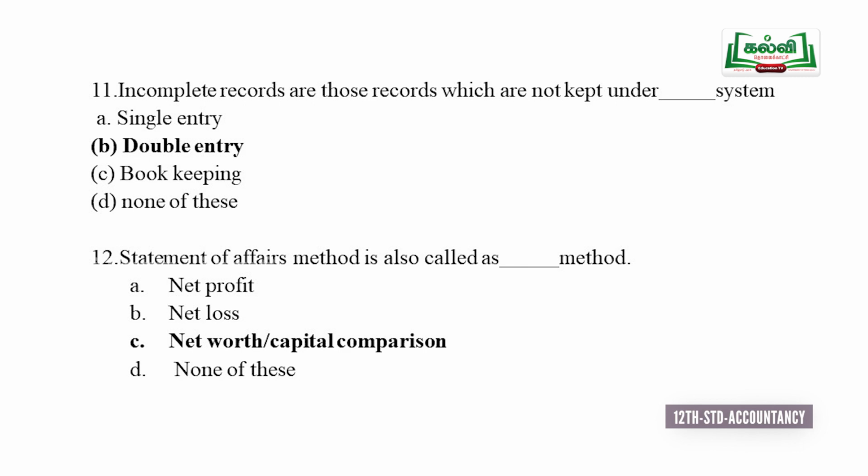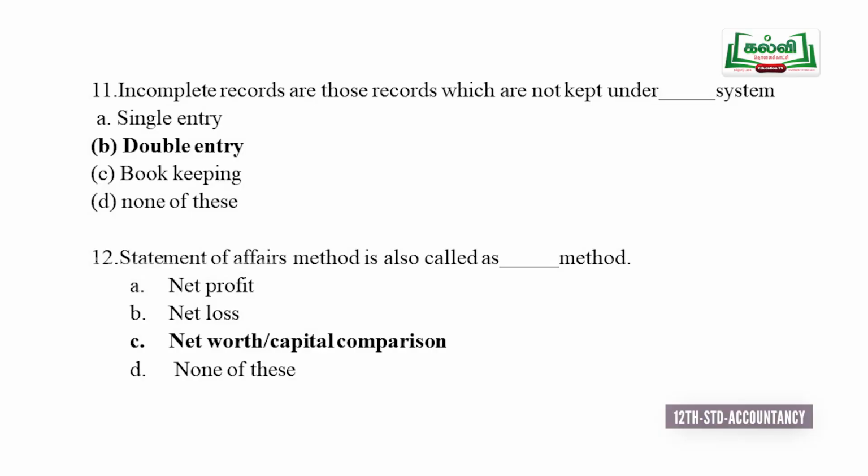Then the statement of affairs method is also called as dash method. Statement of affairs means net worth or capital comparison method, because we have to compare the opening capital with the closing capital to arrive at profit or loss. So, the answer is net worth or capital comparison method.